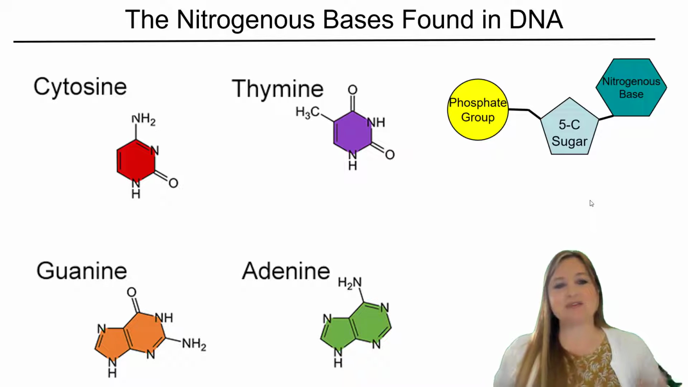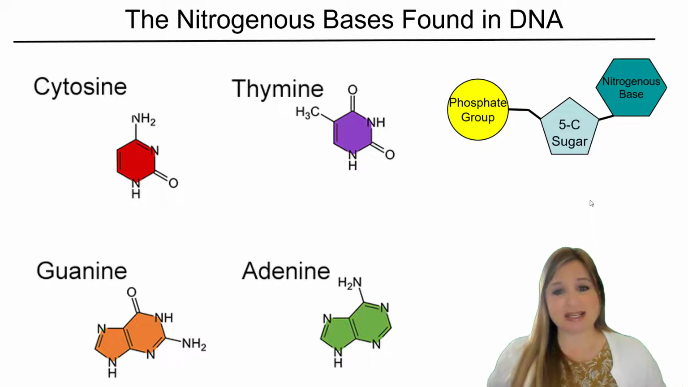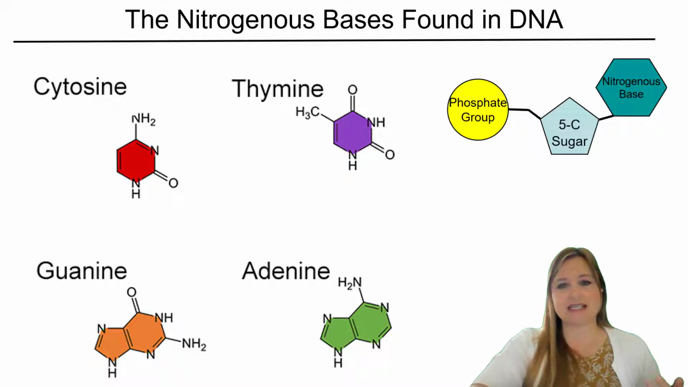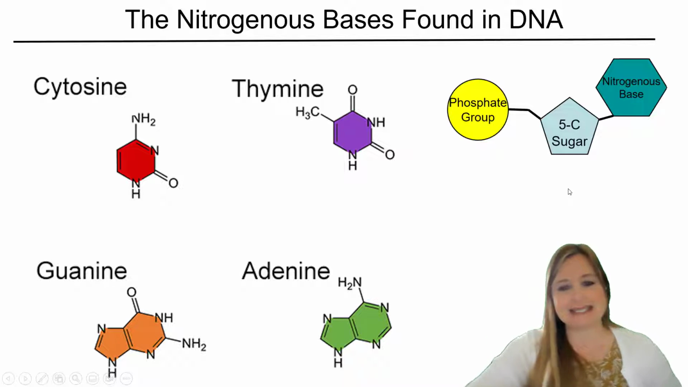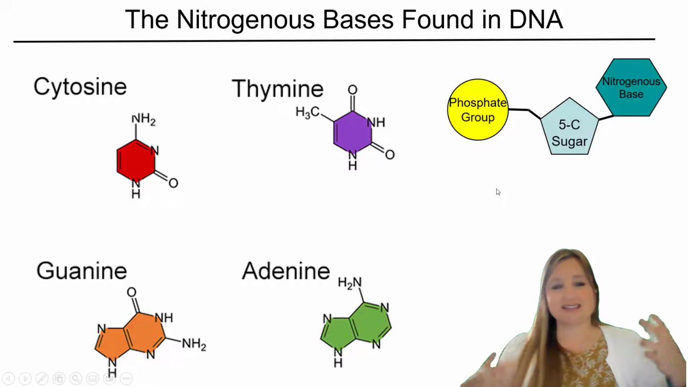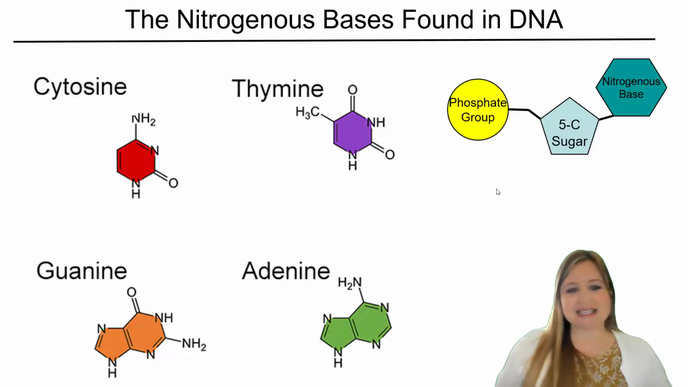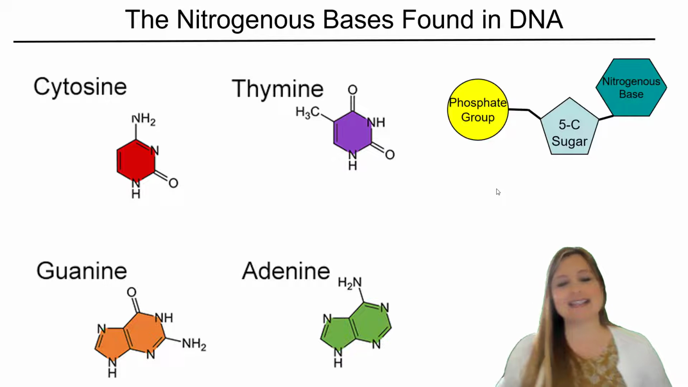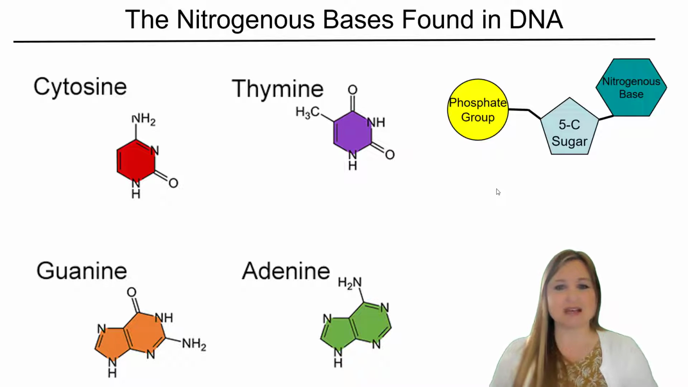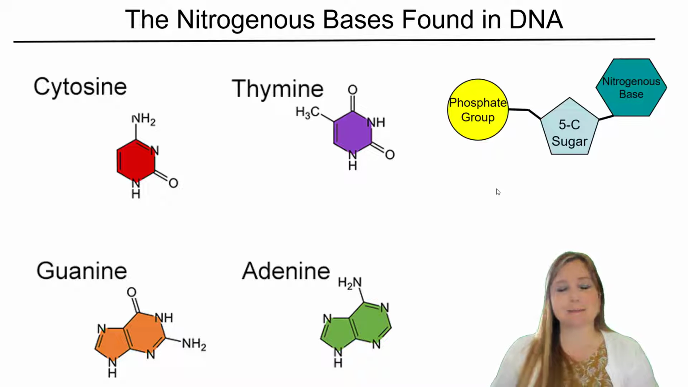Now, we talked about how there are 4 different nitrogenous bases found in DNA. Again, here's our nucleotide cartoon over on the right, and we're talking about the base, the part all the way on the right of this drawing. There are 4 different types of nitrogenous bases that can be found in DNA. And maybe you've heard of them: cytosine, thymine, guanine, and adenine. These are the different bases that are found in DNA nucleotides.